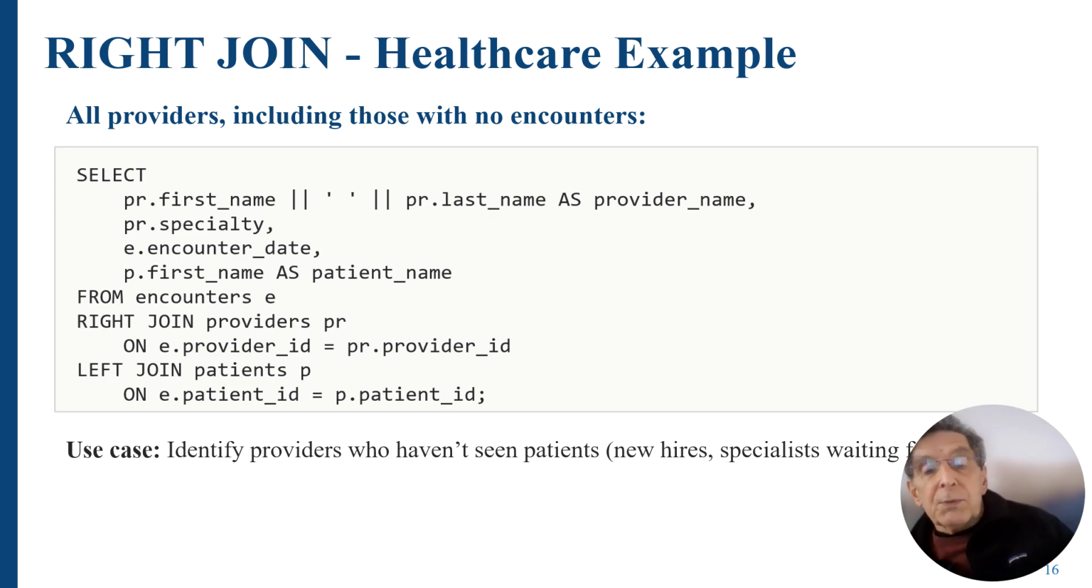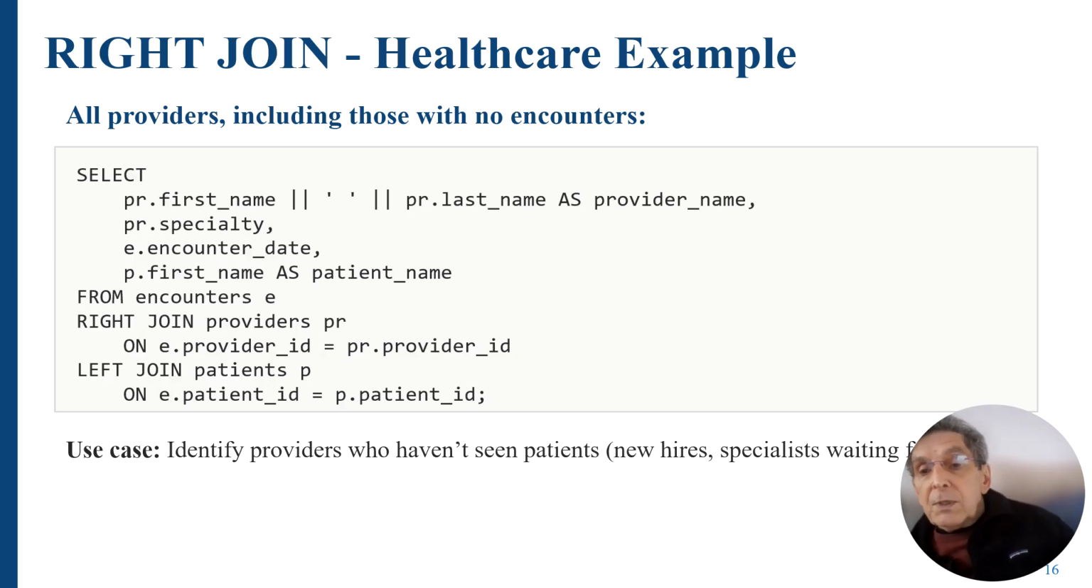Let's use our healthcare example to look at the right join. Here's a scenario where you might see right join used. We want all providers, including those who haven't had any encounters. So we start with encounters, the FROM encounters, and RIGHT JOIN providers, and this ensures that all providers will appear in our output.